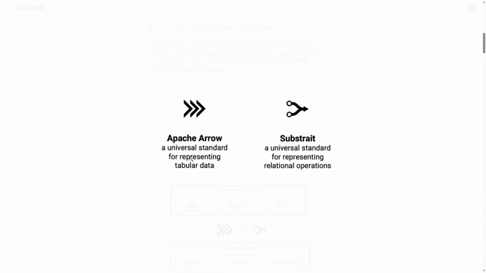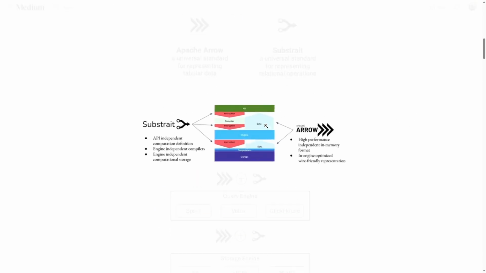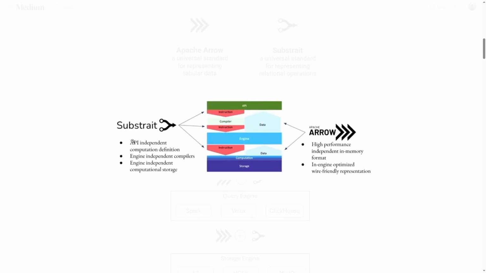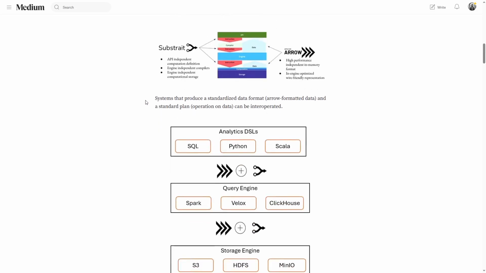Apache Arrow is a universal standard for representing tabular data, which can be a data frame, while Substrate is a universal standard for representing the relational operations themselves. And that's when we have these two combined together. Substrate makes the API independent of the computation definition, it makes the engine independent of compilers, and independent of computational storage. While Arrow gives us high performance with an independent in-memory format, and also an in-engine optimized, wire-friendly representation. So things become faster. So how does that happen when we combine these things?